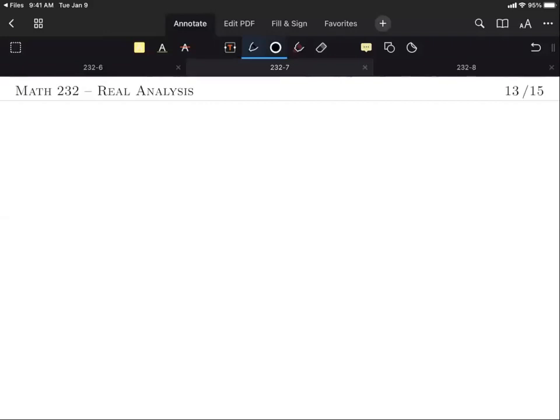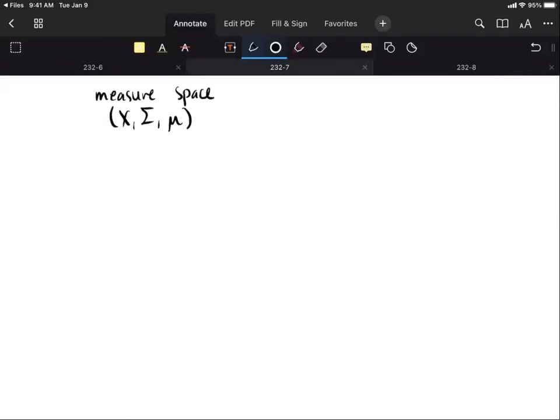Okay, now let us consider a measure space X, sigma, mu, and I have a map from X to Y, and I have this as our sigma algebra tau. From the previous theorem, I can define an image measure. So this is an image measure space.